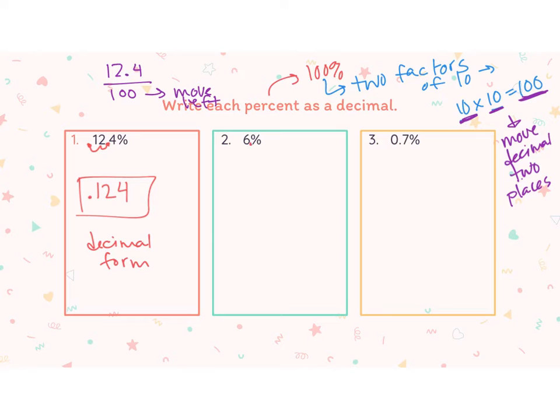For 6%, if you don't see the decimal point, then it's at the end of your number. So if I have my decimal point at the end of the number, I move it back 2 places, and I get 0.06.